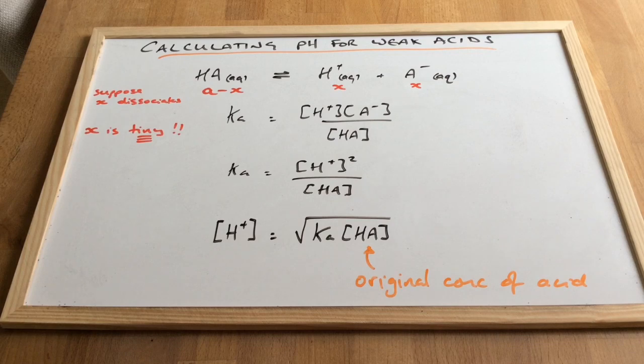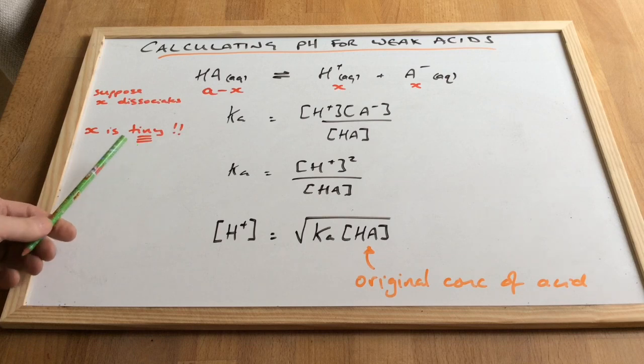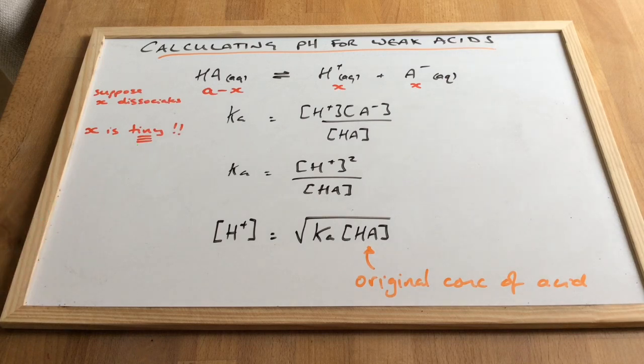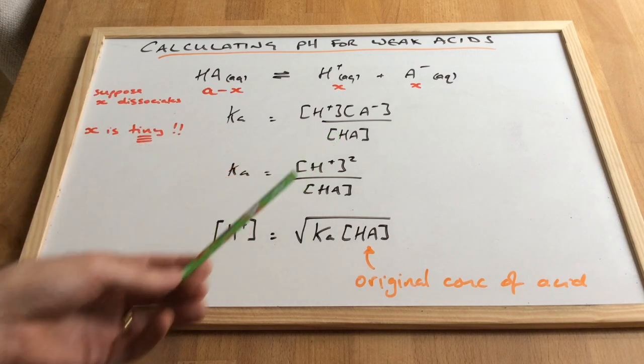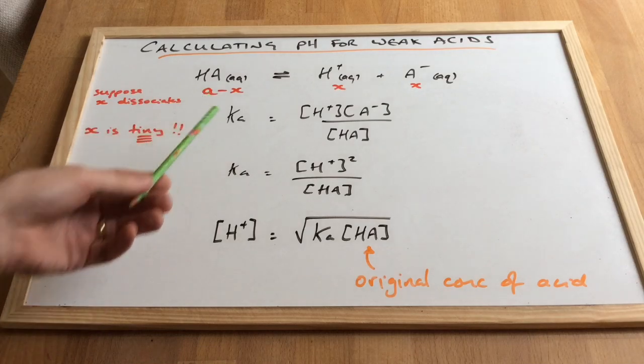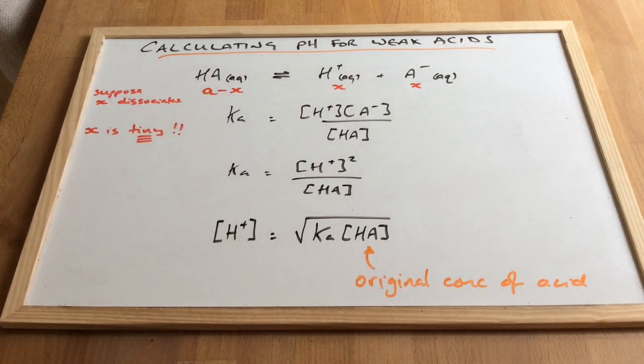Now the thing to appreciate is the amount that dissociates, X in this case, is absolutely tiny, and so therefore it's safe to say that the concentration at equilibrium, so whatever this is, it's really A minus X. It's okay to say that it's the original concentration, which would have been A.